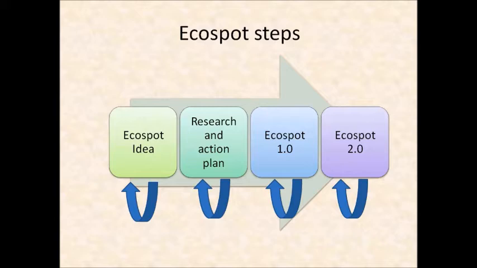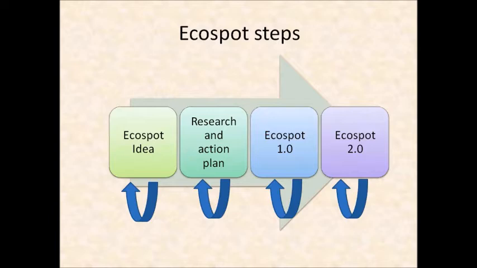Now, the steps for the Ecospot are, as you can see in the workshop, the Ecospot idea. Then the next one coming up is the research and action plan, in which you will be explaining in more detail the environmental issue that you're going to be covering with your Ecospot. And also you're going to be detailing what you expect your Ecospot to look like or sound like. What are the different components that it's going to have? Sort of a general sketch of what you're going to do and how it's going to be perceived by your audience.